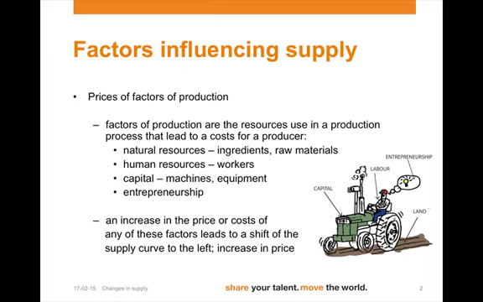The factors of production are the resources used in a production process that lead to a cost for a producer. Natural resources, also sometimes referred to as land, are the ingredients and the raw materials. Human resources, in literature referred to as labor, refers to the workers. Then we have capital, which is the machines, equipment, and other man-made resources, and entrepreneurship, which is about the decisions that are made regarding the use of the three first named.